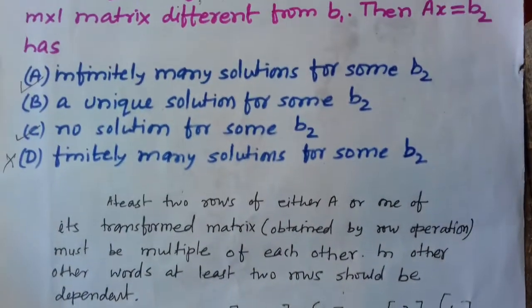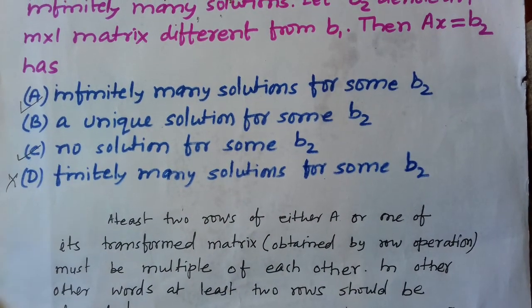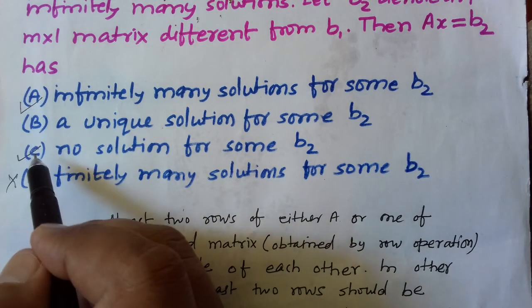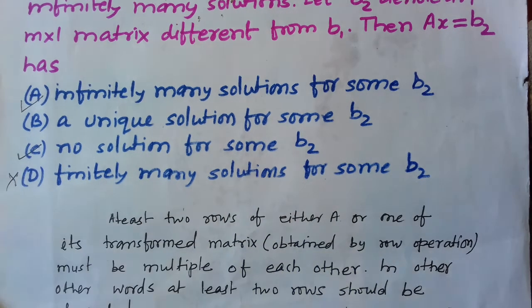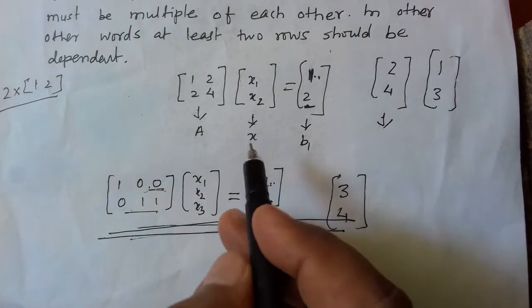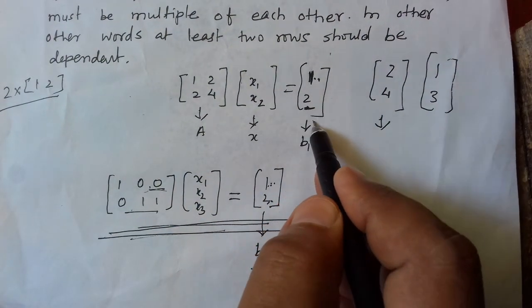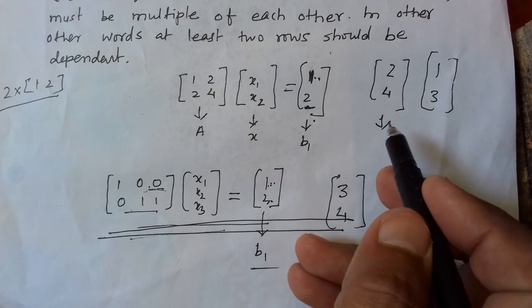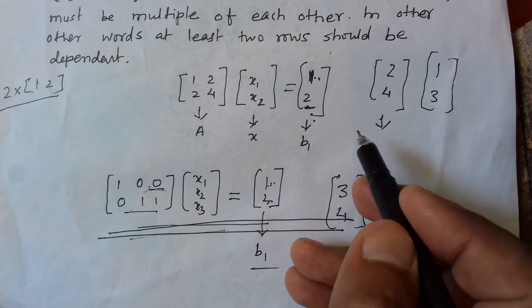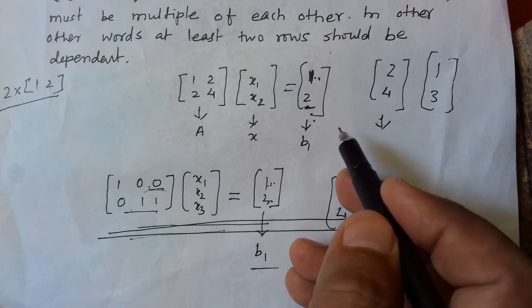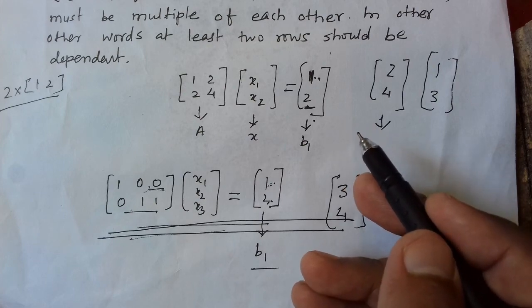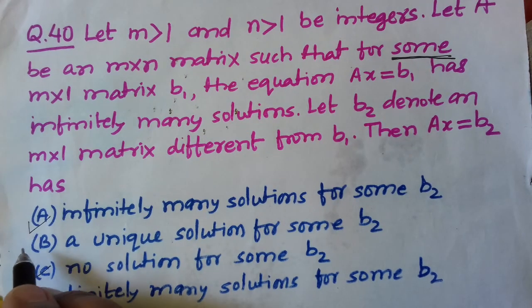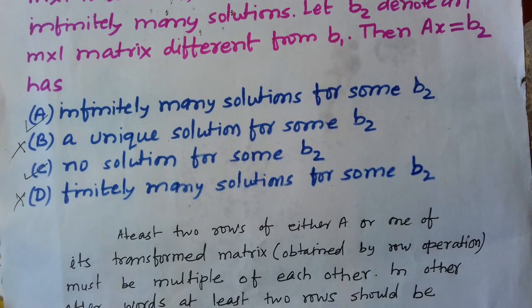So considering all these conclusions, you are forced to mark options A and C as correct. And obviously you are not getting any unique solution, because whatever you put in place of b1, 2 4 or 1 3, you will get either an infinite number of solutions or no solution. You are not getting a unique solution in any case. So this option B is wrong, and the correct options are A and C.